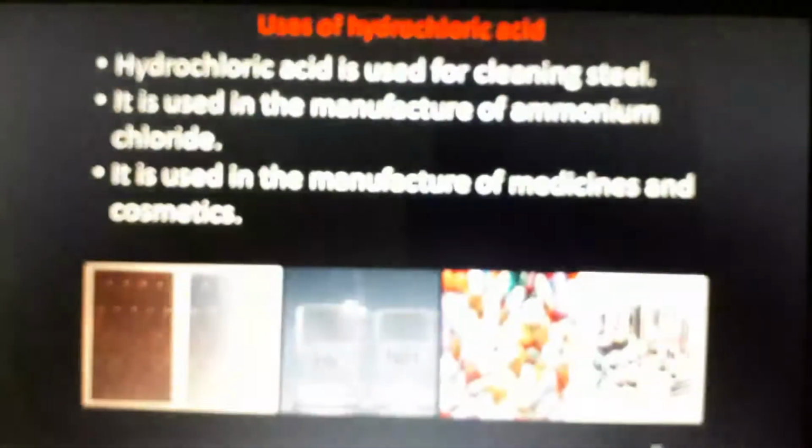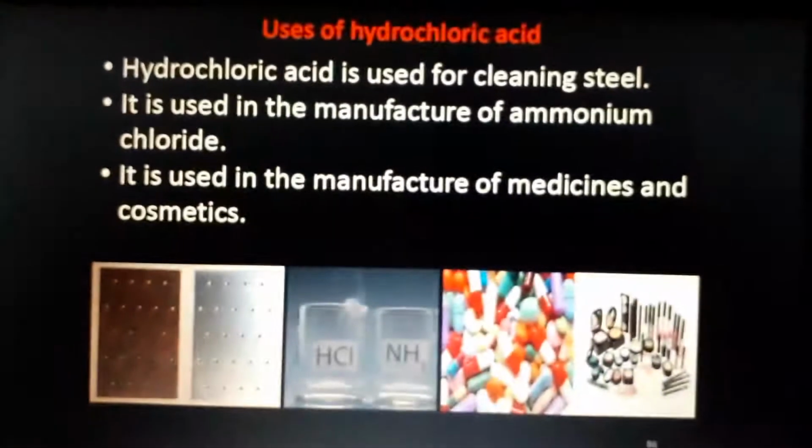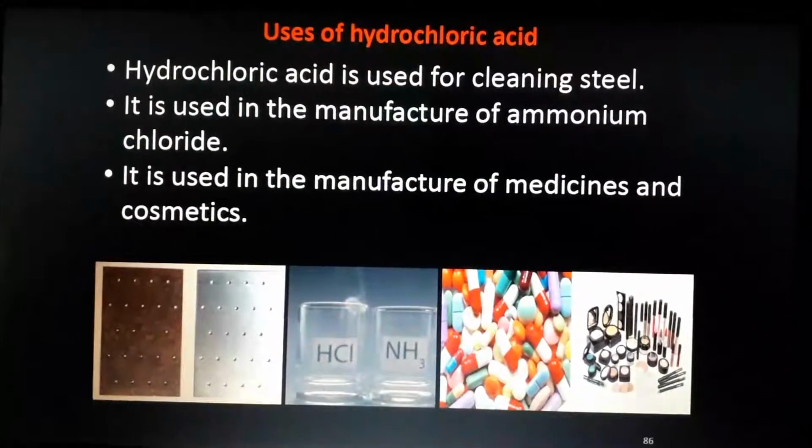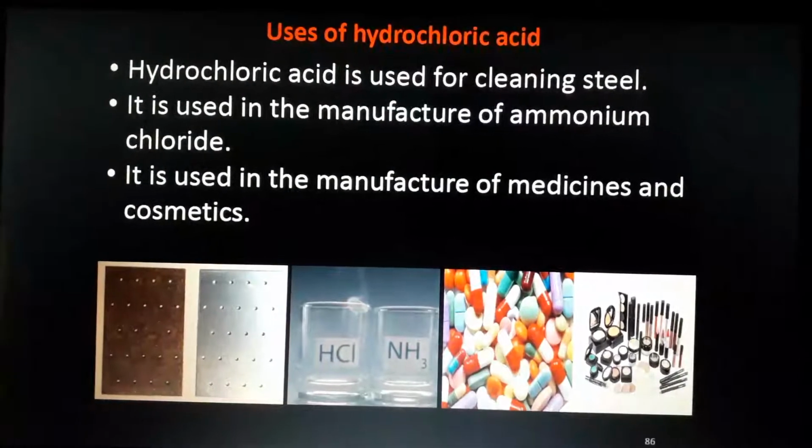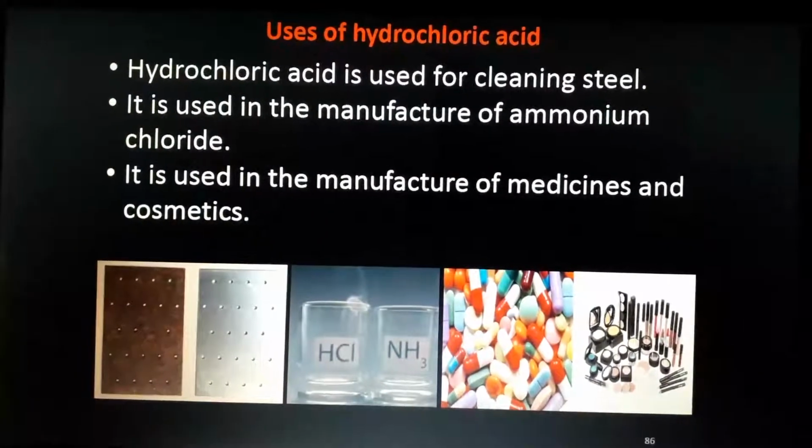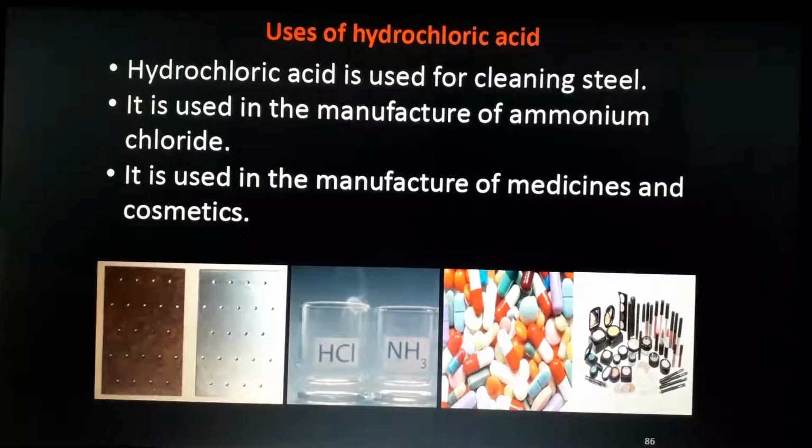Medicines and cosmetics. Cosmetics means cosmetic items anyway, especially girls will know very well about these cosmetic items, isn't it? Boys, if you have any doubt, just ask girls, they will tell what all things are cosmetic items. Like nail polish, makeup items, what you draw on the eyebrow, kajal, I don't know what. Anyway, I am not a girl.